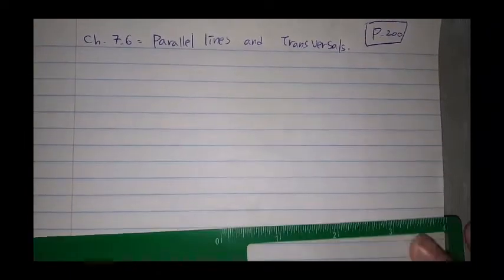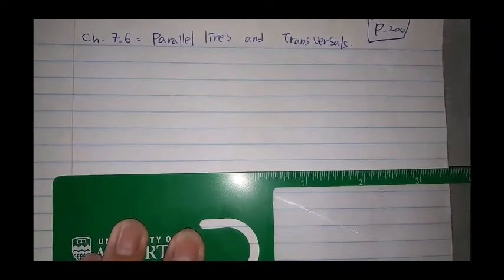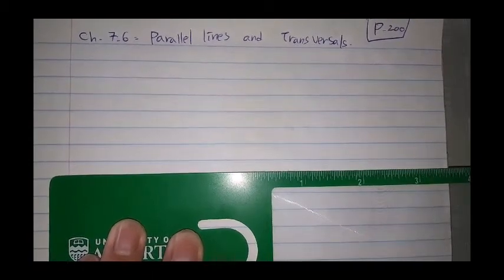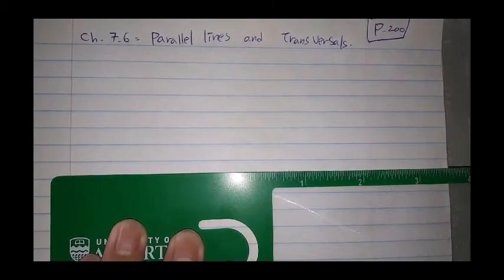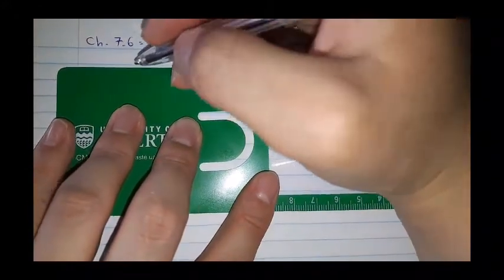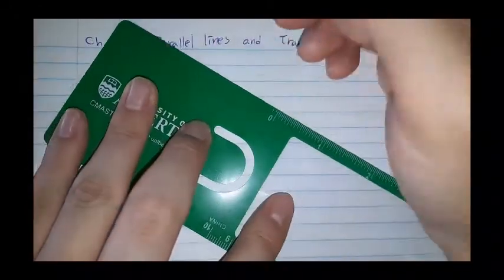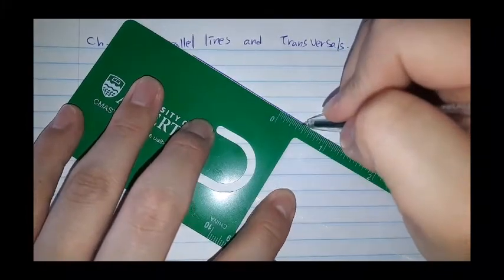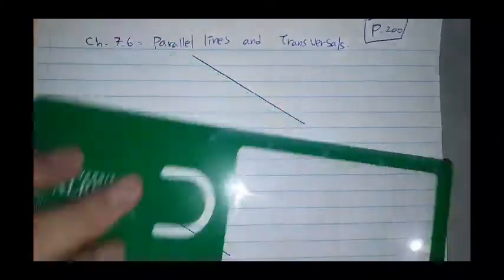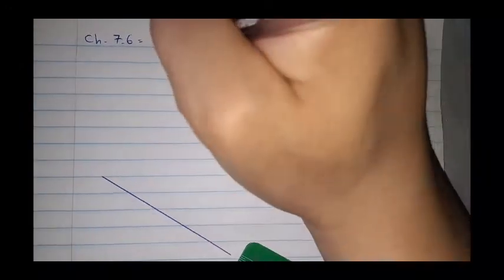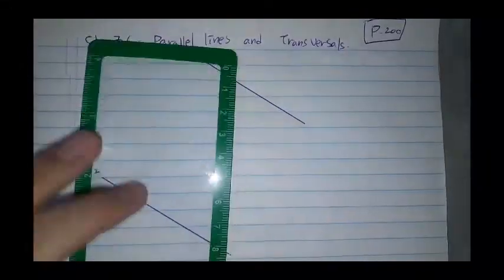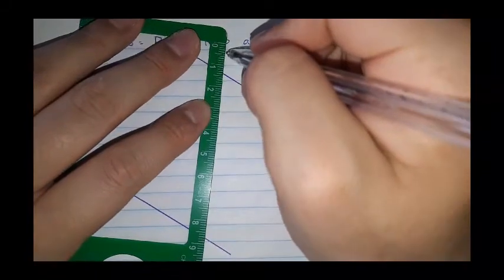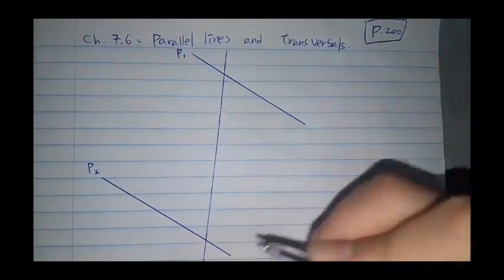Now let's go to our next mini lesson, chapter 7.6, parallel lines and transversals. As you may notice, you can go to page 200 in the workbook, but instead I'm rather going to create a class example using my ruler. I'm gonna have these slanted lines 1 and 2. I'm gonna call them P1 and P2, and those are parallel together, and I'm gonna make a transversal line T.